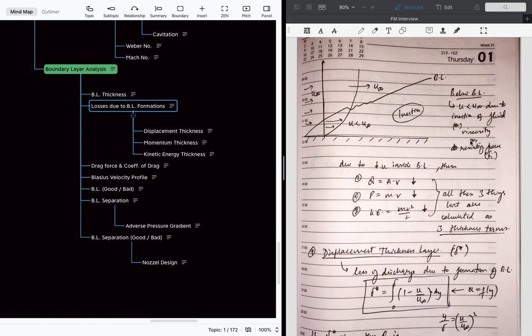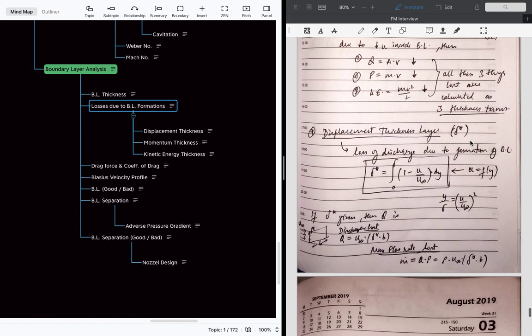Three things get reduced. First thing is the discharge. Discharge is less because the velocity is less. Second thing is the momentum, which is reduced because the velocity is reduced. Third thing is the kinetic energy, that is half mv square, because of the reduction in the velocity. All these things are lost, and these are calculated as three thickness terms.